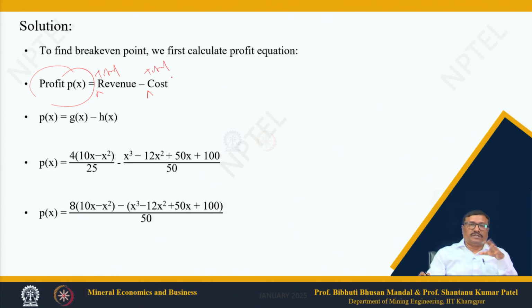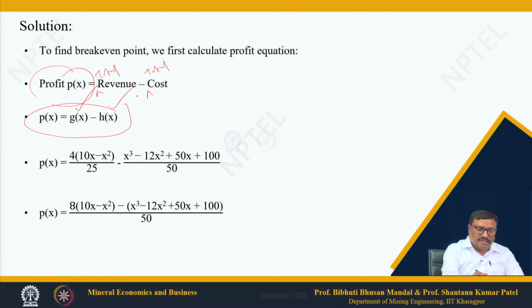So, this total cost TC minus total revenue TR gives you the profit. If we write it in this form, P(x) is G(x) minus H(x), where G(x) is the revenue and H(x) is the total cost. As you have seen from the previous slide, G(x) equals this, and H(x), the cost function, is this one. Now we simplify this and we get that P(x) is this.